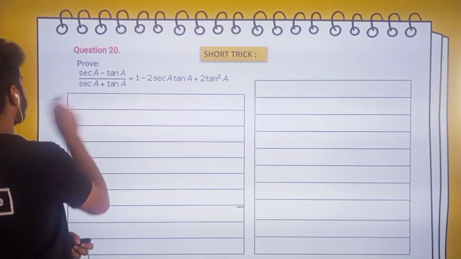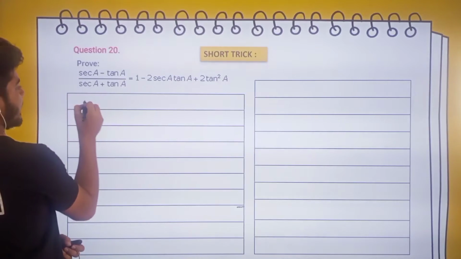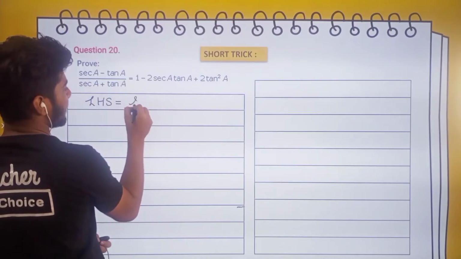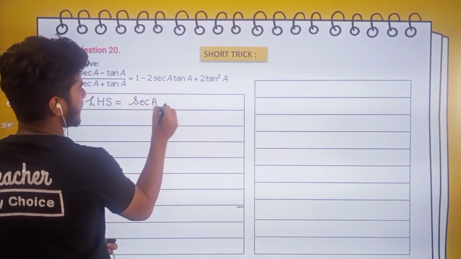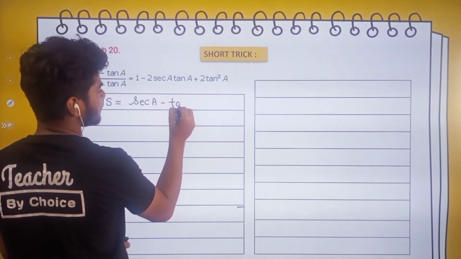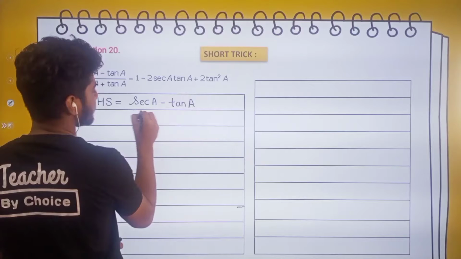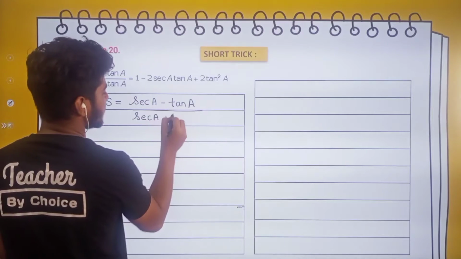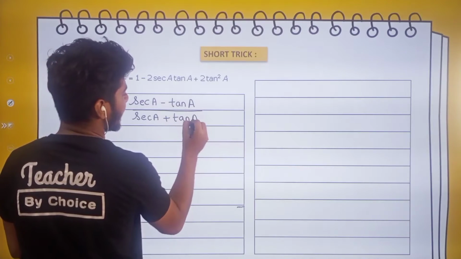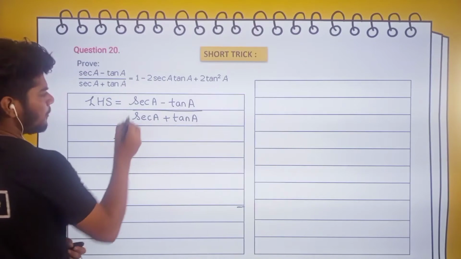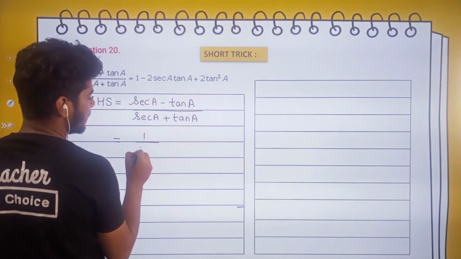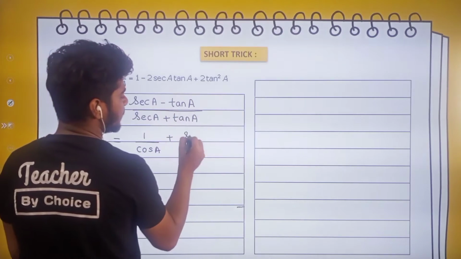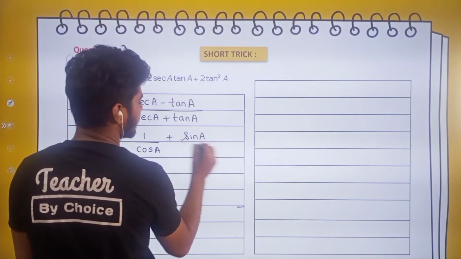Let's take LHS. What is there in LHS? Sec A minus tan A upon sec A plus tan A. Now convert sec A and convert tan A. How will you convert sec A? 1 by cos A, and tan A can be converted as sin A upon cos A.